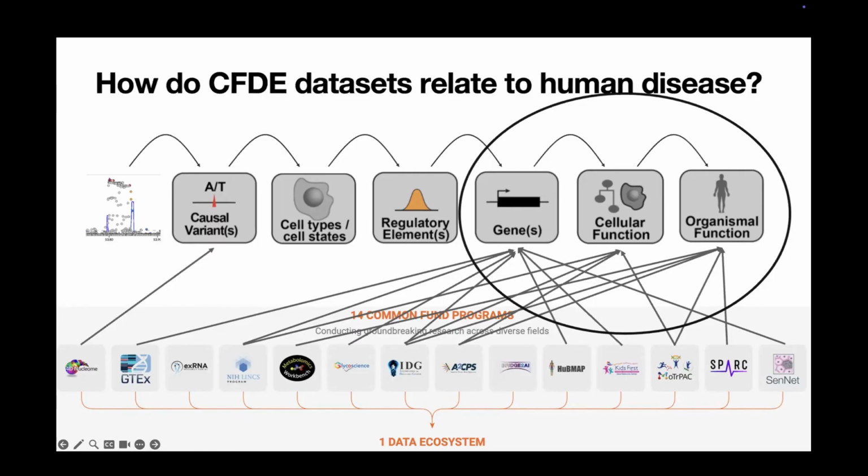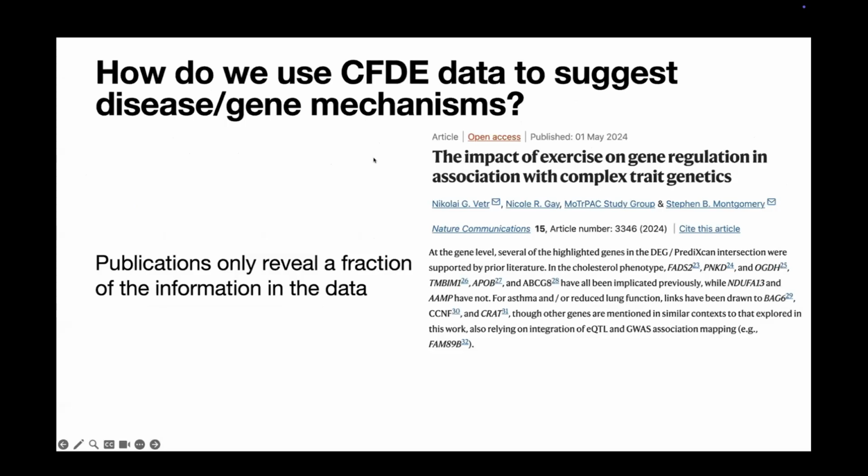A lot of it really focuses downstream on genes and their functions and human phenotypes. So that's the area where we're going to try to use CFDE data to inform in the context of disease. Not so much specific molecular changes and regulatory changes, but genes and processes and functions. And I think MoTrPAC is a great example of this.